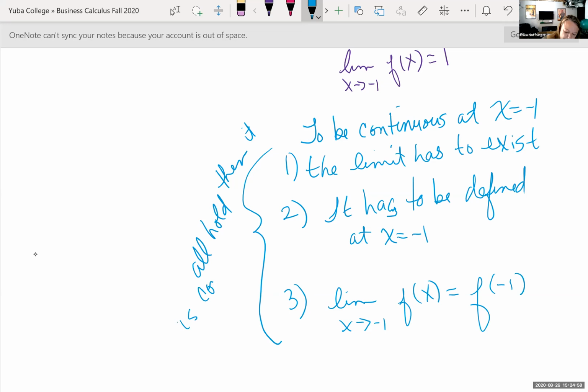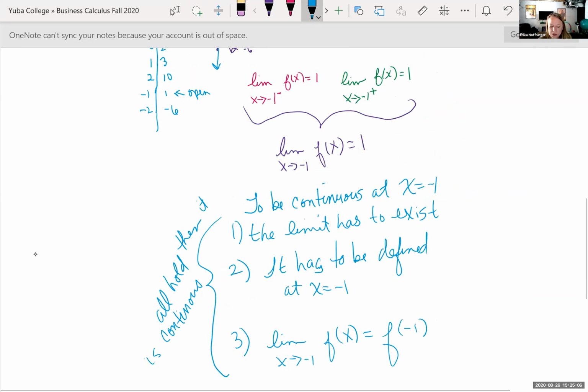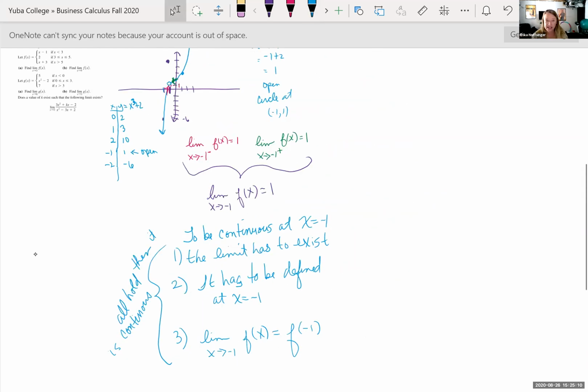So when you're going to be proving something's continuous at a value, we're going to show that all three of those things hold. And if we're showing something is not continuous at an x value, we can show that at least one of these fails. Once one of these doesn't hold, then we can just say it's not continuous there.